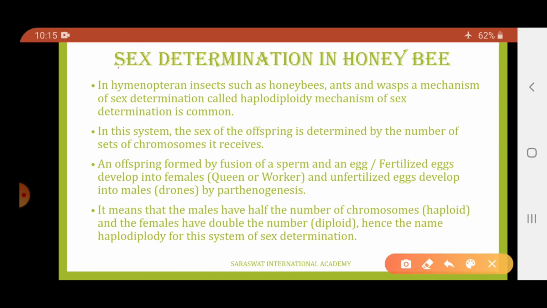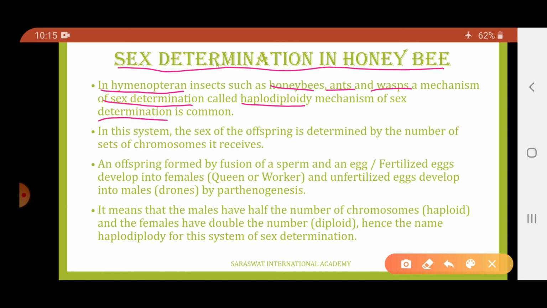Now students, the sex determination in the honeybee. In hymenopteran insects such as honeybees, ants and wasps, the mechanism of sex determination is called the haplodiploidy mechanism of sex determination. What is it called? Haplodiploidy mechanism of sex determination. Now what is that? We will see.